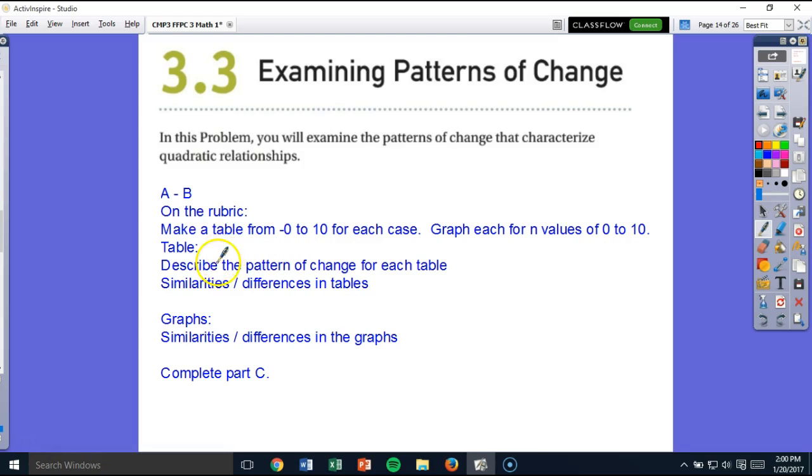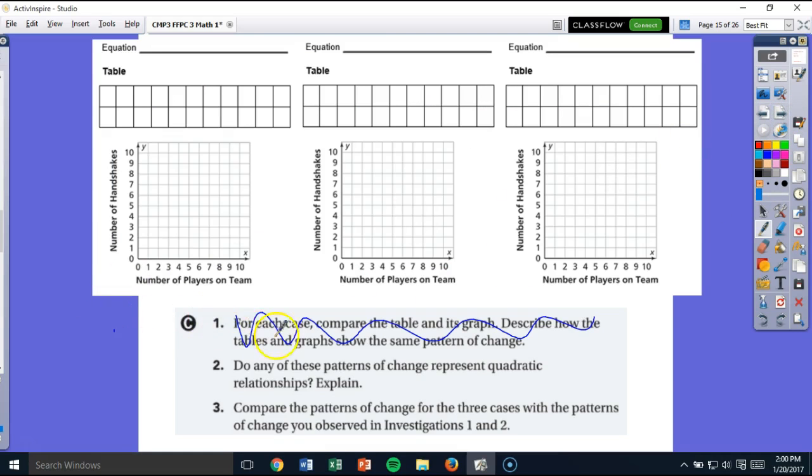Then from each of those tables, I want you to describe the patterns of change for each table, and what are their similarities and differences. And same thing with the graphs, what are their similarities and differences. Then I would like you to put all three graphs on the same graph of your graphing calculator, and then complete part C except for part 1.